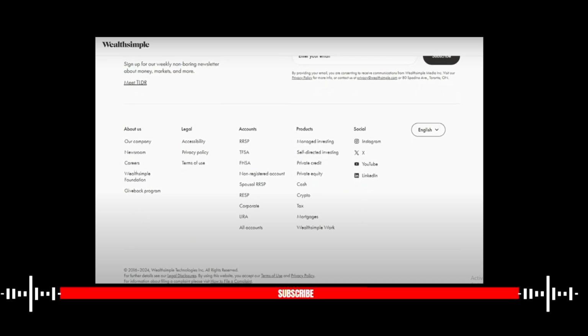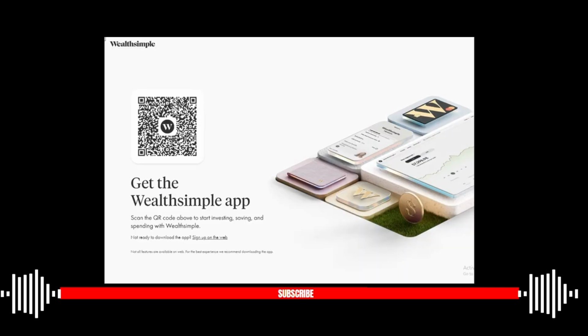If you want to withdraw funds, the app makes it easy, though withdrawals may take a few business days to process. That's how you can use the Wealthsimple app in Canada.